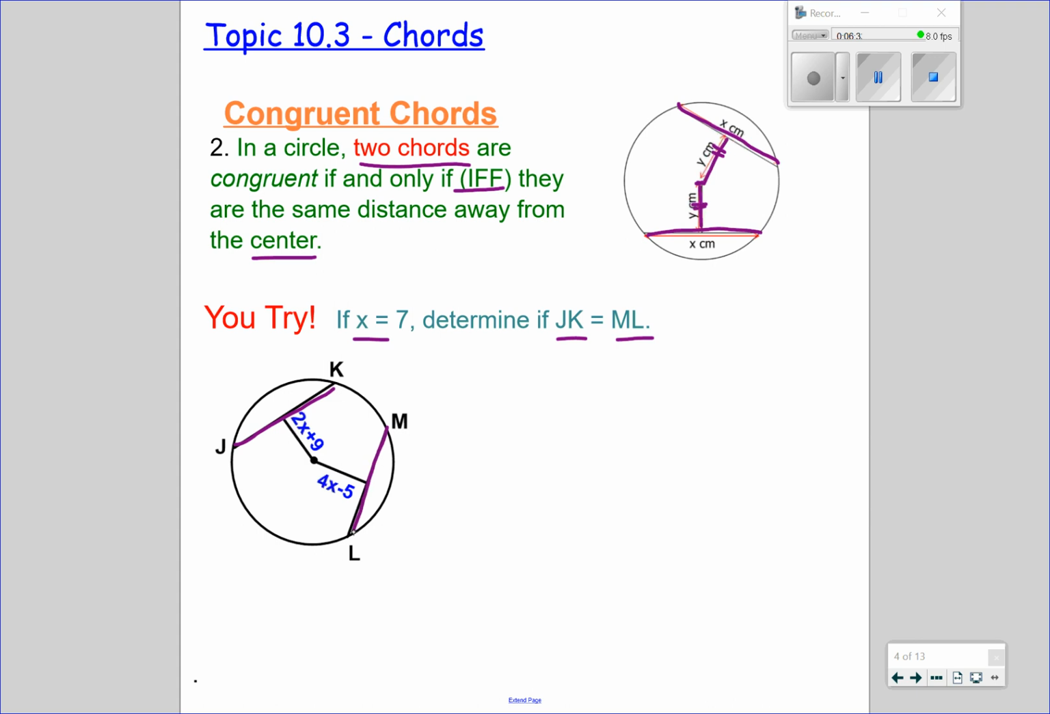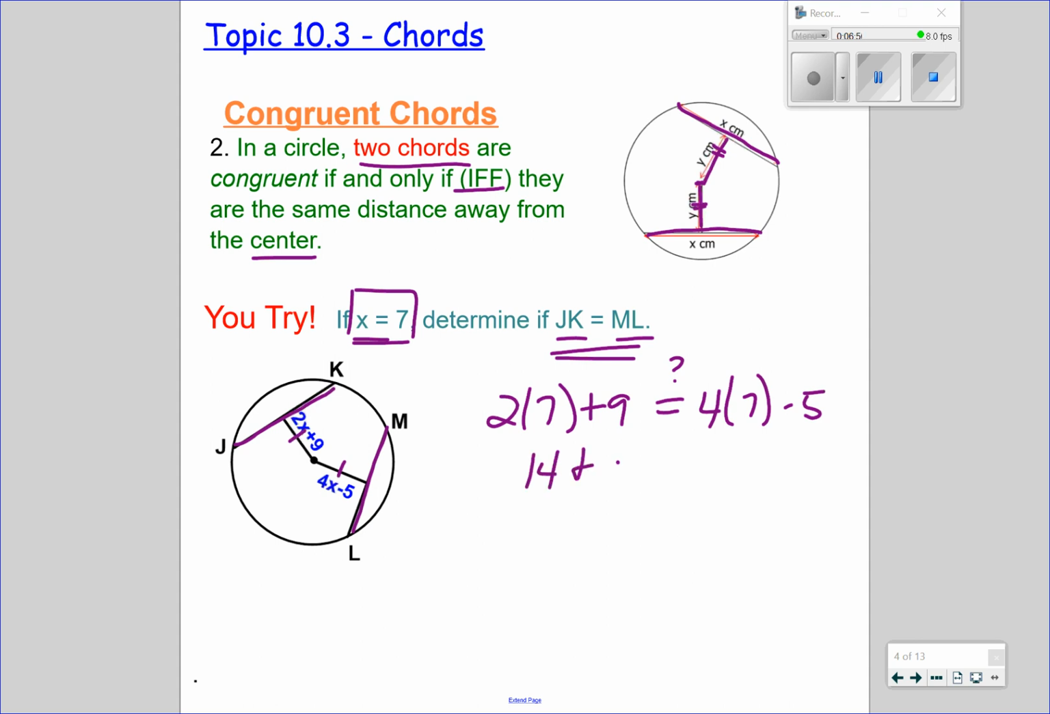In order for these to be congruent, we would need these measures, the distances from the center, to be congruent. So they said if x equals 7, determine if this is true. So we're going to go ahead and substitute 7. We're going to do 2 times 7 plus 9, and see if in fact it is equal to 4 times 7 minus 5. Well, 2 times 7 is 14, so 14 plus 9, does that equal 4 times 7, which is 28, minus 5? Well, 14 plus 9 gives us 23. 28 minus 5 gives us 23. Those are equal. That's a true statement.